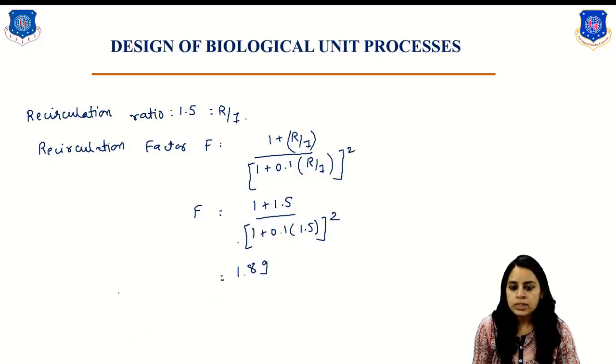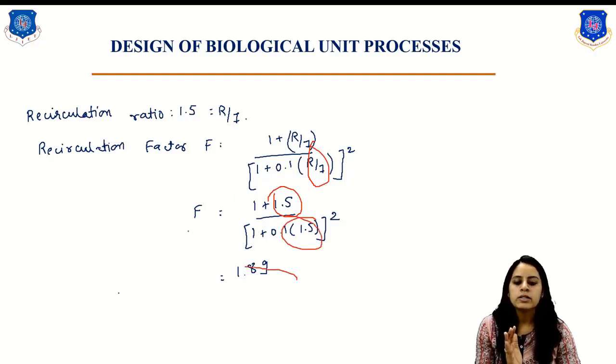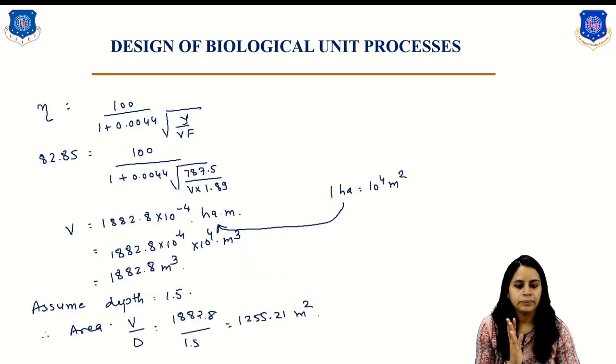Now the next step is the recirculation ratio, which is given as 1.5. For the recirculation factor, the standard equation is F equals (1 plus R by 1) divided by (1 plus 0.1 times R by 1) whole squared, where R by 1 is given as 1.5. So the answer is 1.89. So the recirculation factor is 1.89.